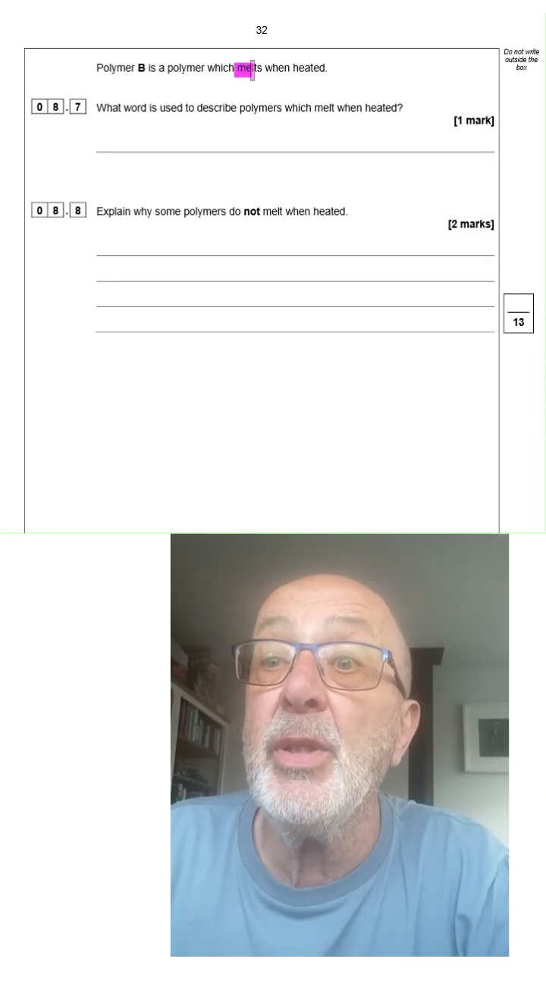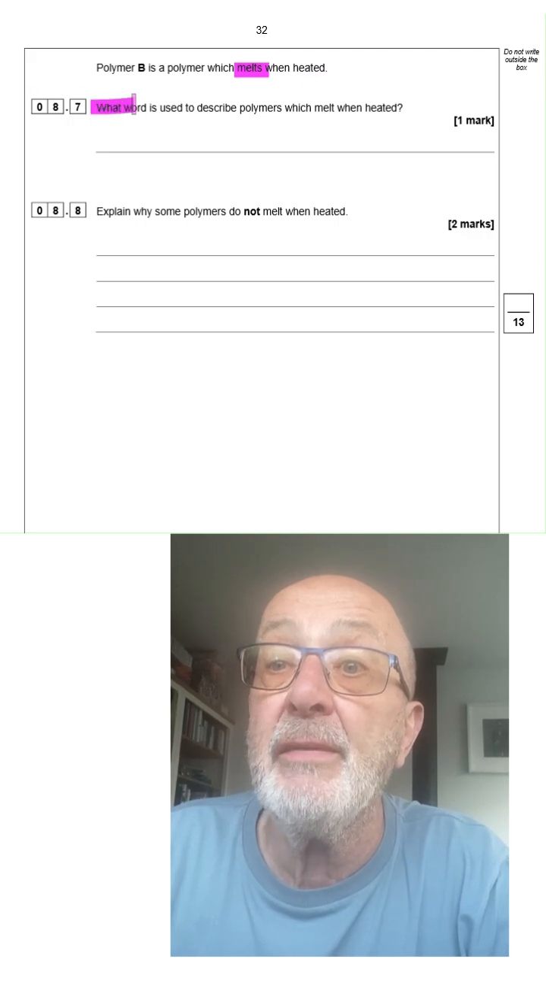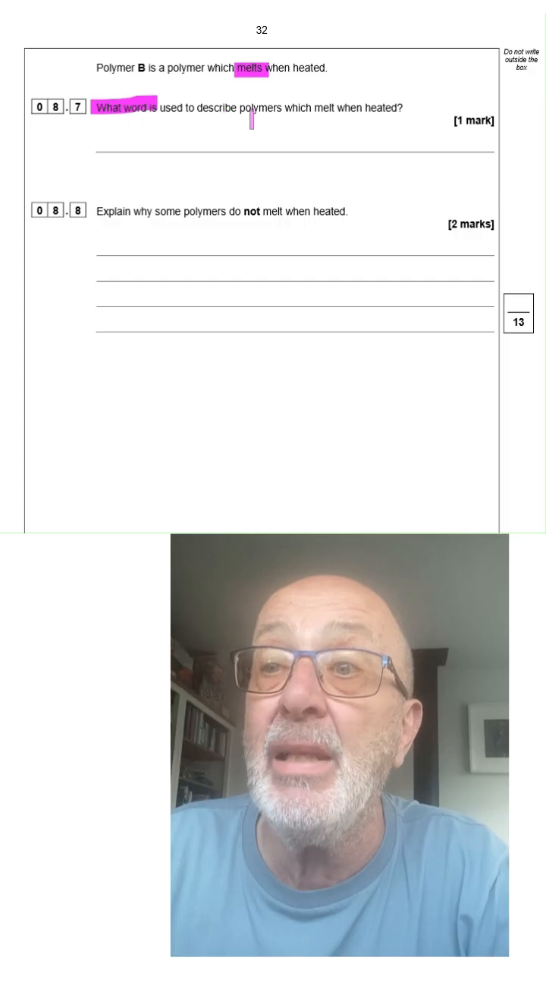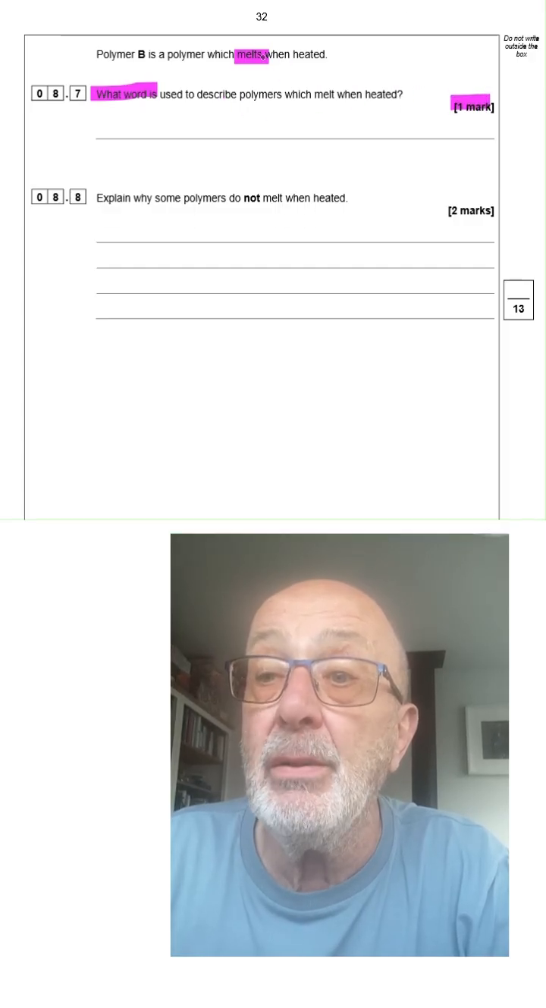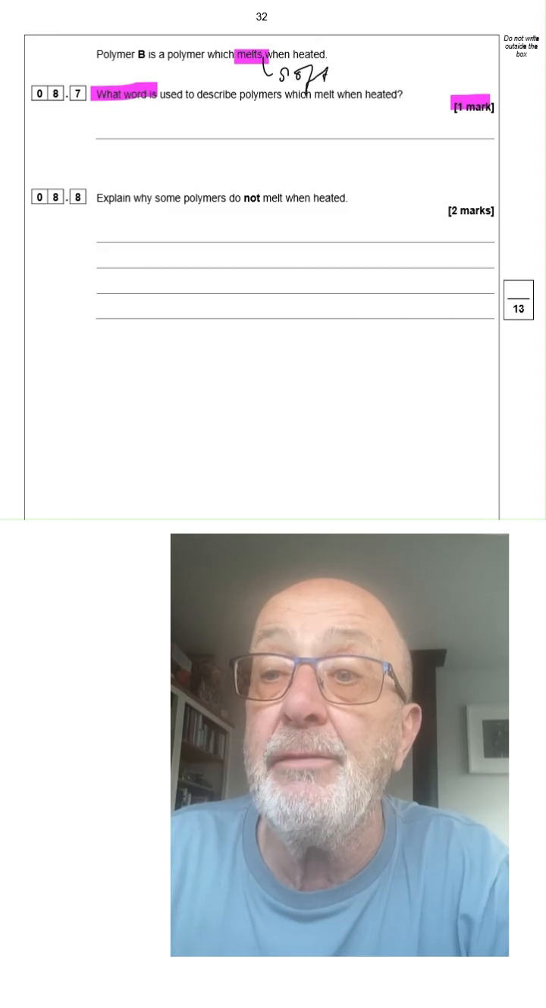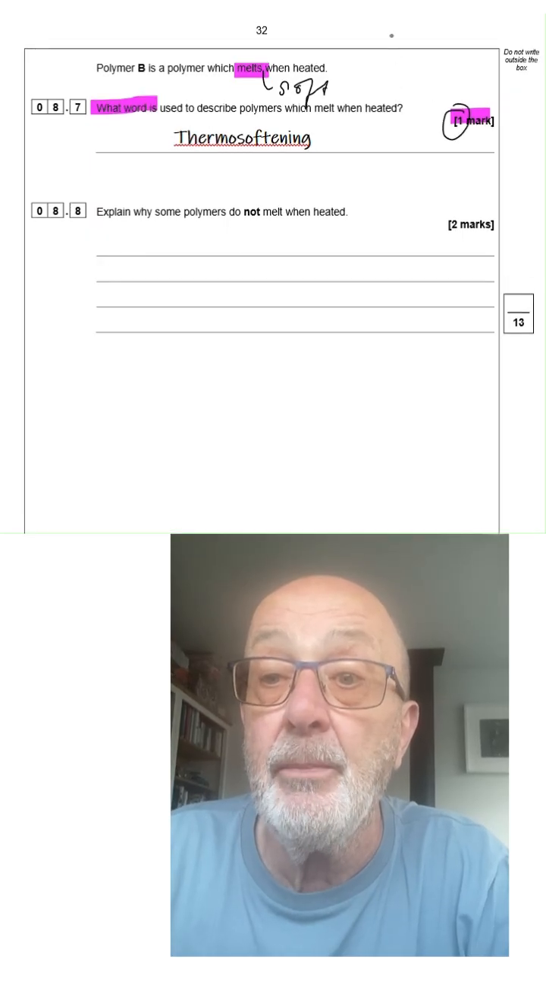8.7. Polymer B is a polymer which melts when heated. What word is used for 8.7 to describe polymers which melt when heated? Now, if something melts, it goes soft. So that's a key, isn't it? The answer is thermosoftening for 1 mark.